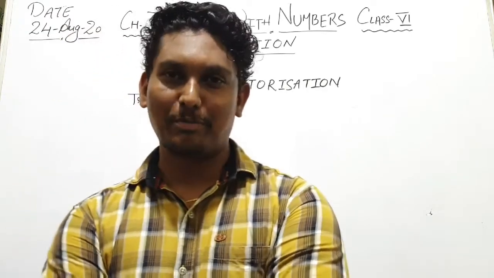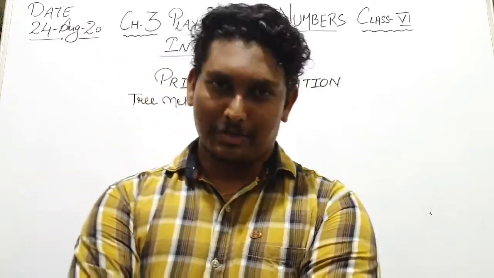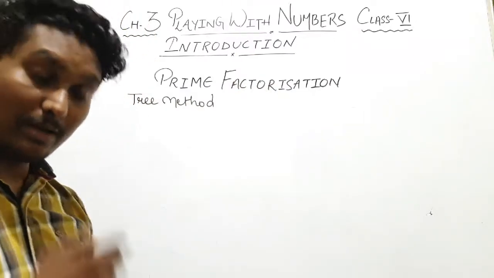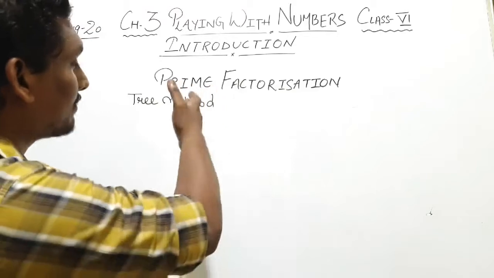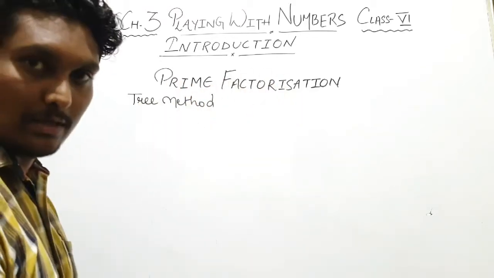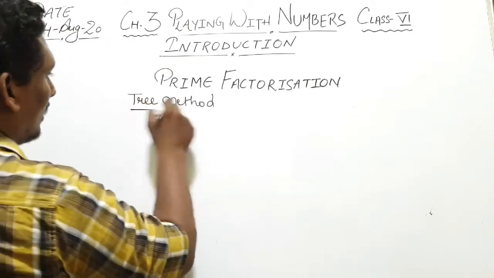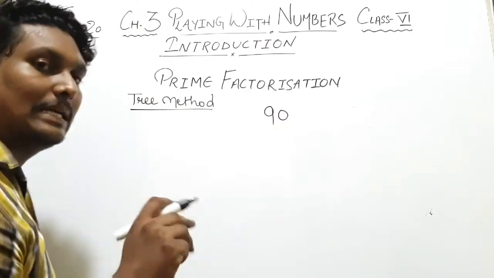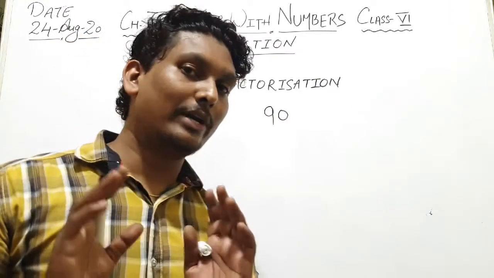Okay, now come to the next topic, that is prime factorization. So we have two methods: first is the prime factorization division method, and second is the tree method. First we are going to learn about the tree method. We are talking about the tree method. Don't draw any tree there.